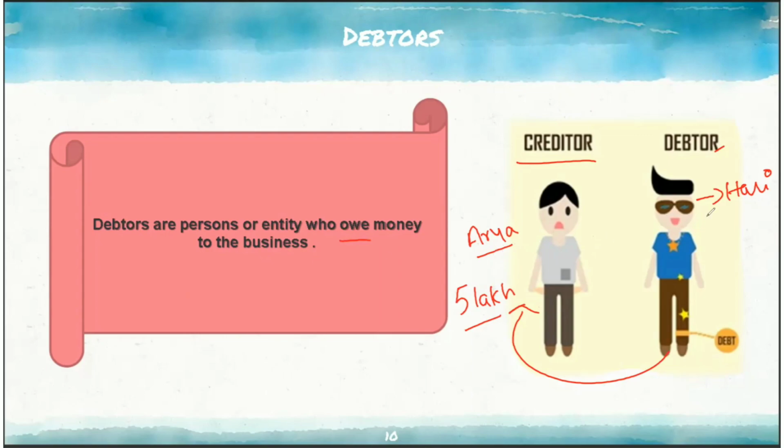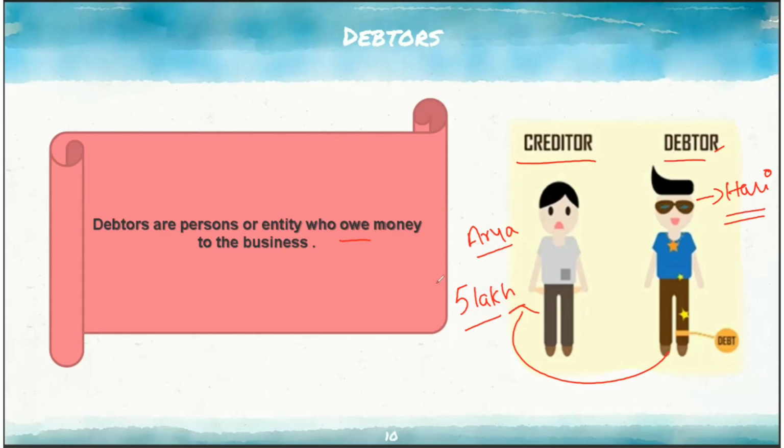And a debtor is the person or entity who owes the money to the business. That means when he is giving the money, we call that person a debtor: the one who gives the money, lends the money to a supplier, or to a business, or to any person. Now, in this example, Hari is a debtor. Why? Because he is giving the money to Arya. He is lending the money to Arya. So here in our example, Hari is called a debtor.